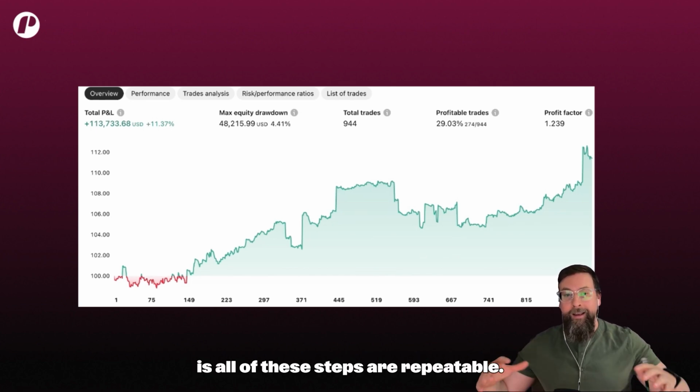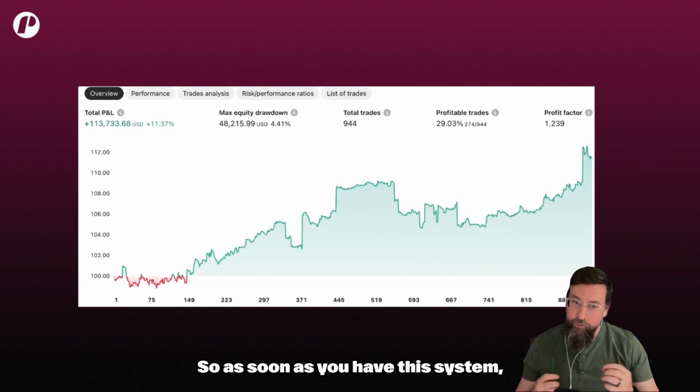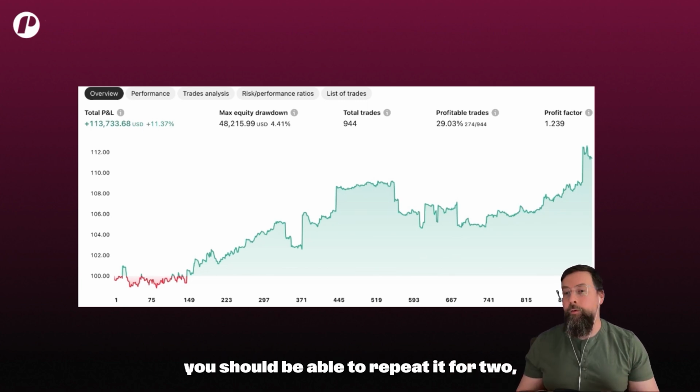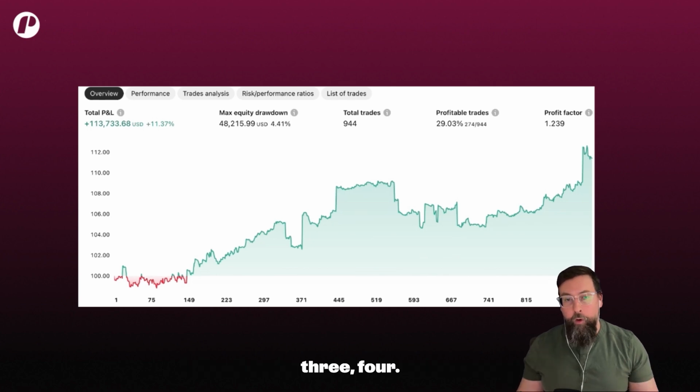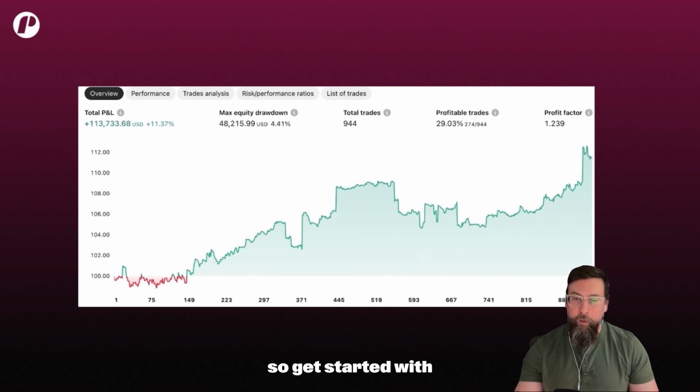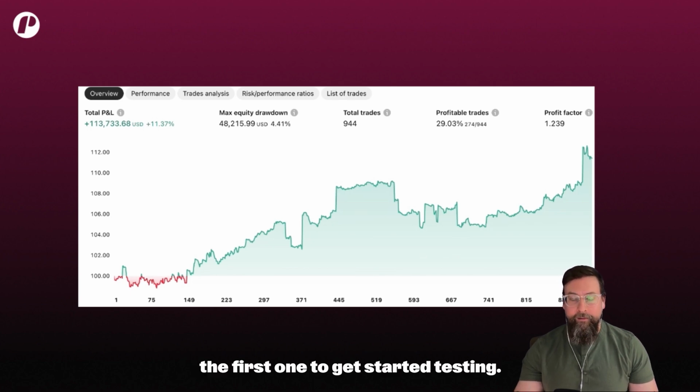And the beauty of it is all of these steps are repeatable. So as soon as you have this system, this process nailed for one setup, you should be able to repeat it for 2, 3, 4. I know some systematic traders that trade over 40 systems at once. So get started with the first one and get started testing.